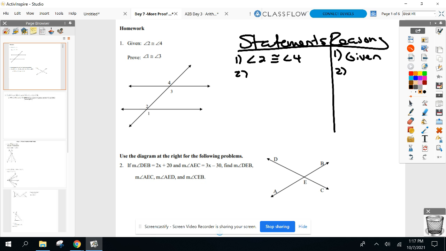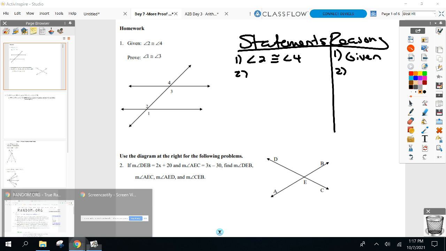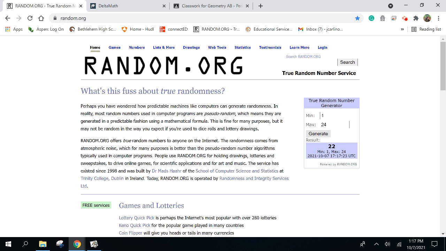All right. We were given angle 2 congruent to angle 4, and we needed angle 1 congruent to angle 3. We need one true fact right now, because I can't do much with the givens until I get another one down. So, one true fact about this diagram. Let's go, Quan, another true fact.